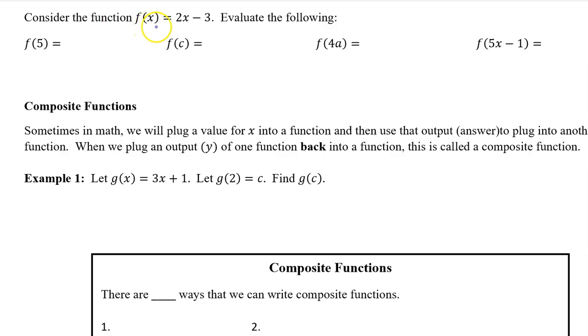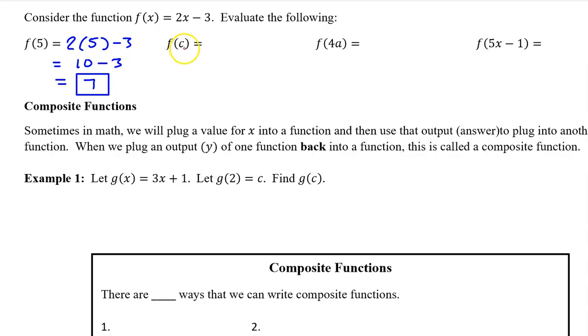Consider the function f of x equals 2x minus 3. Evaluate the following. F at 5 means substitute 5 for x. So this would be 2 times 5 minus 3. This is going to give us 10 minus 3, which of course is 7.